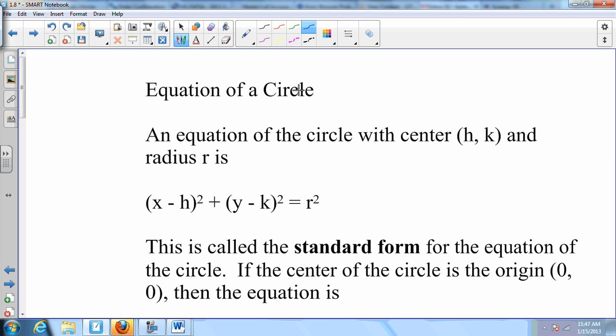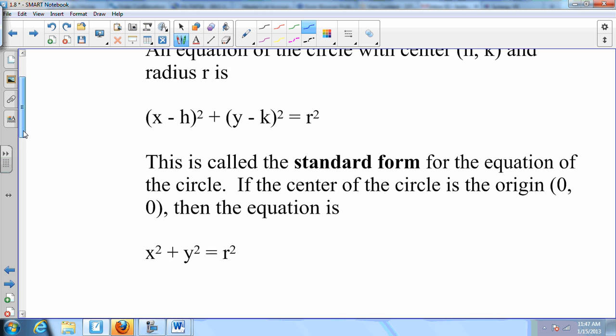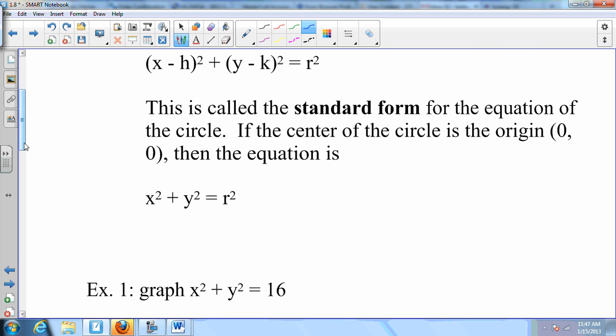An equation of a circle has center (h, k) and a radius r. It takes the form quantity x minus h squared plus y minus k squared equals r squared. This is the standard form for the equation of the circle, and if the center of the circle is at the origin (0, 0), it takes the equation x squared plus y squared equals r squared.